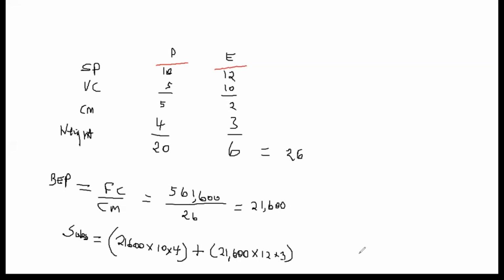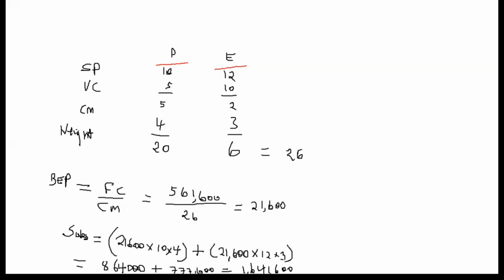So what does that give us? This is equal to 864,000 plus 21,600 times 12 times 3, which is 777,600. So this will give us 1,641,600.